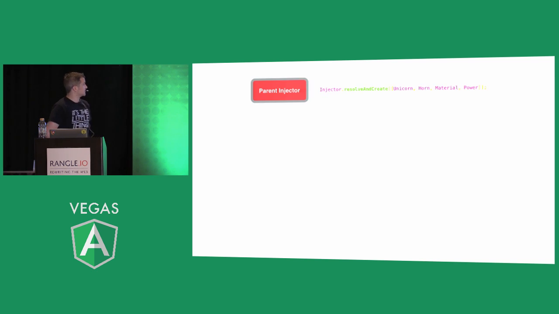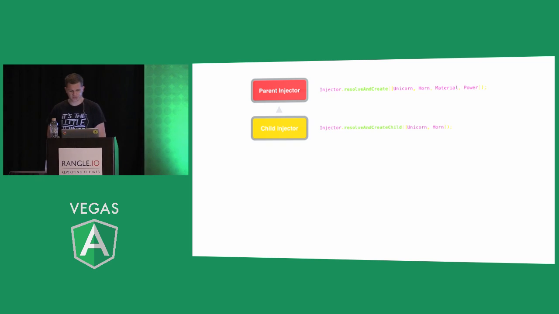So let's say you create an injector. Injector, resolve, and create, and you give it a unicorn, a horn, a material, a power, everything that you need to create a unicorn. Then you create a child injector. That's kind of interesting, right? We haven't heard of this concept before.